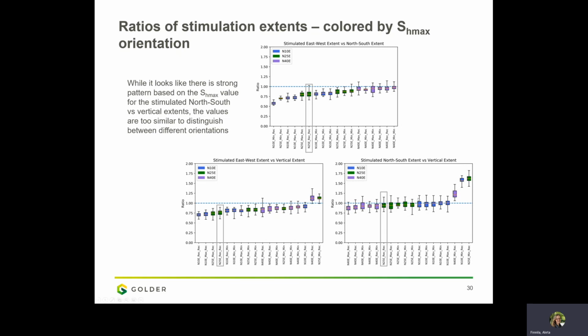So in this plot here where we're looking north-south versus vertical, you're seeing the colors sort of segregated. Oh, purple's here, green's here, blue's here. Does that mean there's a significant pattern based on this orientation? The answer is no, because these are all pretty much the same. You wouldn't divide these up into different groups other than these three that are behaving differently over here, which we talked about.